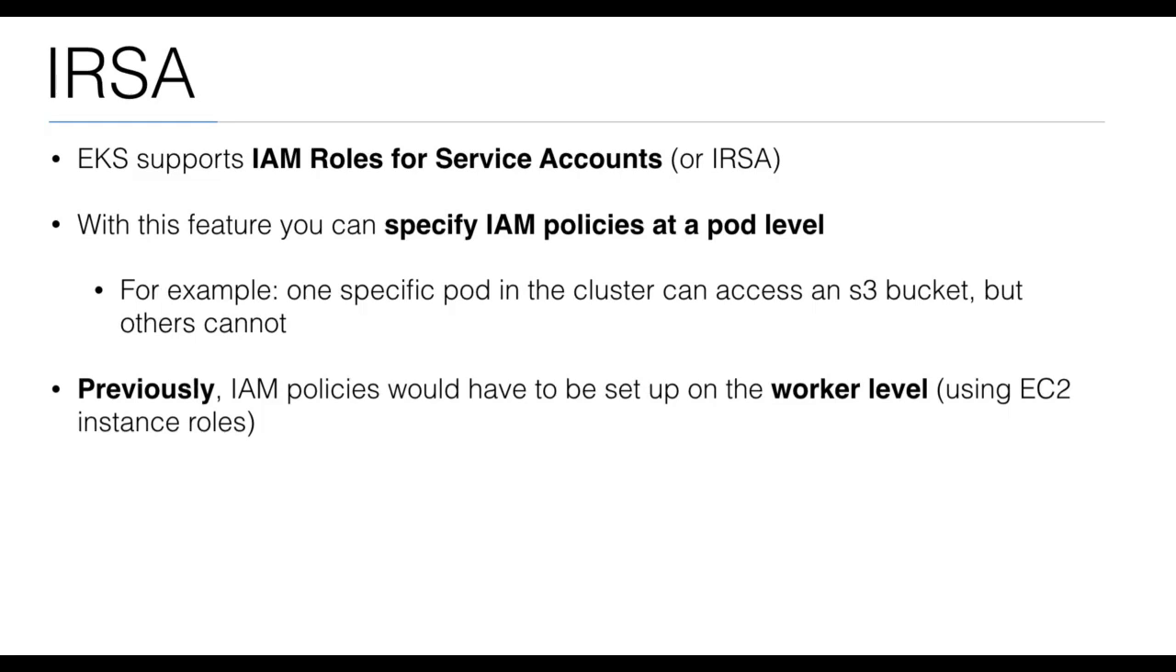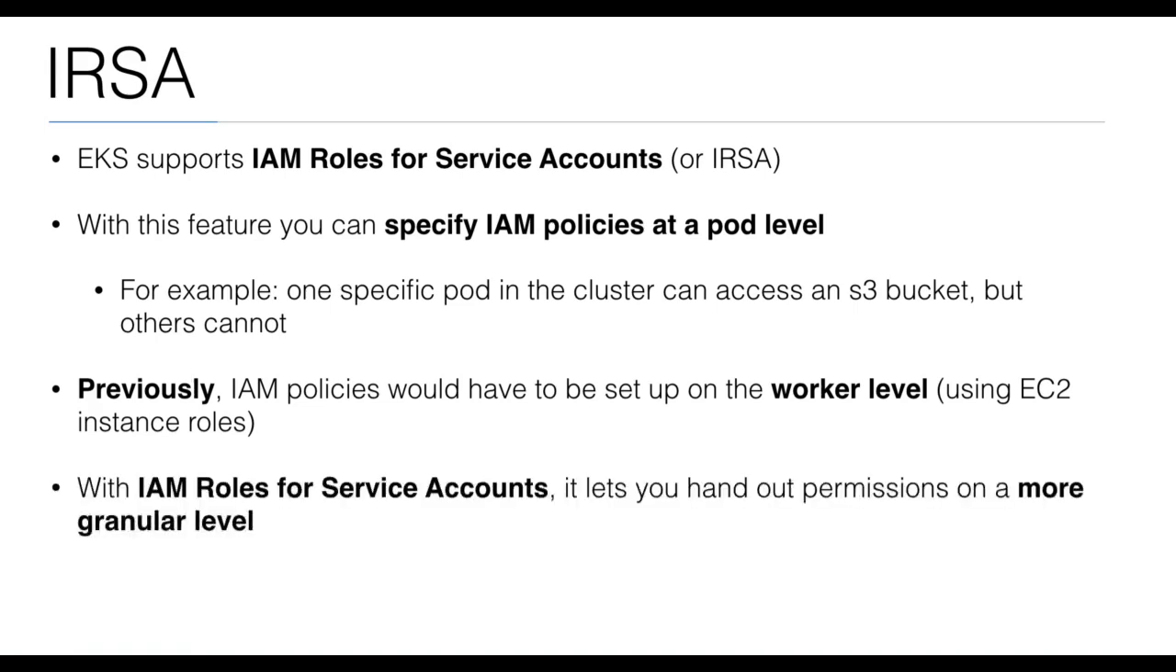Previously, IAM policies would have to be set up on the worker level using EC2 instance roles. So that means that you would set one IAM policy and all the pods, for example, could access S3. With IAM roles for service accounts, it lets you hand out permissions on a more granular level, so on a pod level. So you can say one pod can have access to S3, the other pod cannot have access to S3 or to a specific bucket, depending on the IAM policy you are going to use.